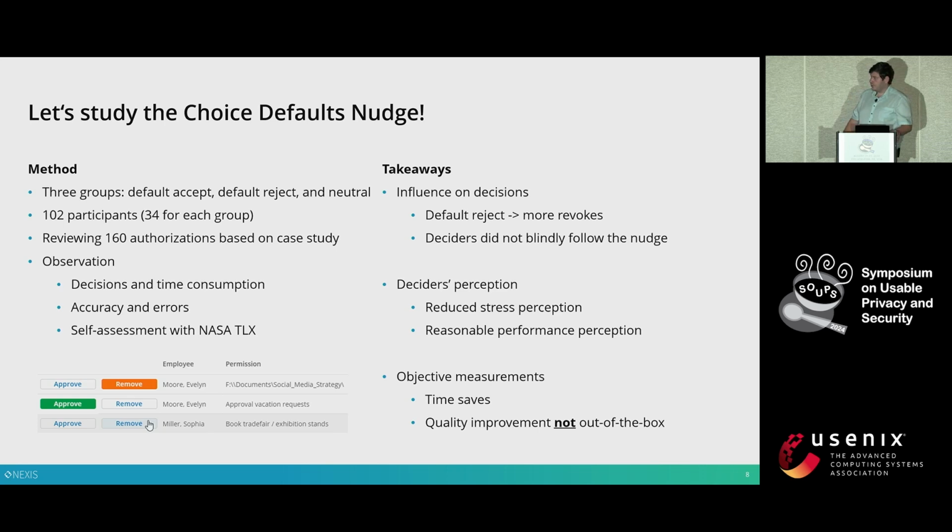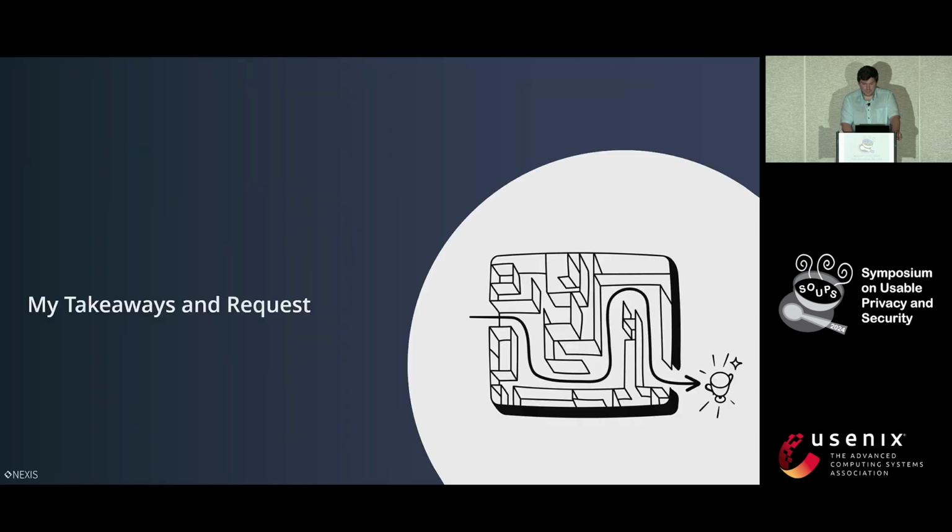But it's also worth noting that quality improvement was not out of the box. In hindsight, it's not surprising since the default configurations pre-selected exactly half of the decisions wrong, because we split up the groups that way. The nudge actually didn't improve quality. To improve quality, you need something like smart defaults, where the nudge already pre-selects correct decisions. So, my takeaways and request.